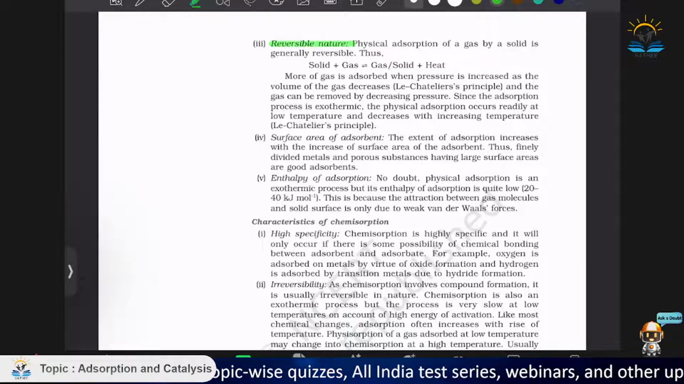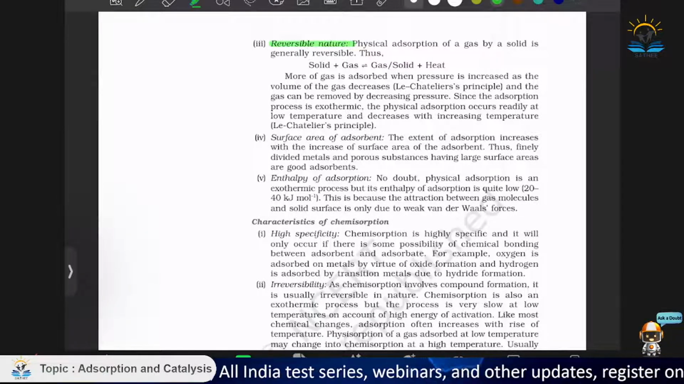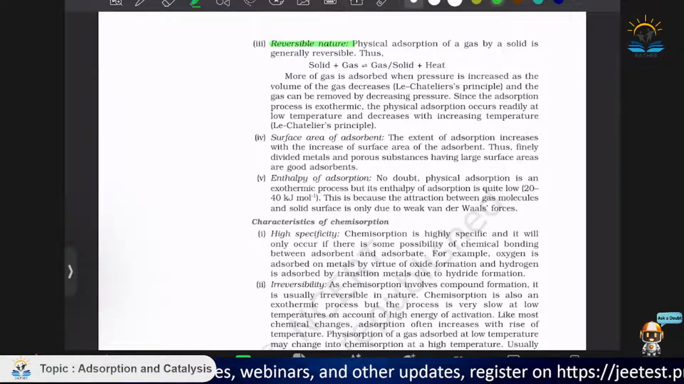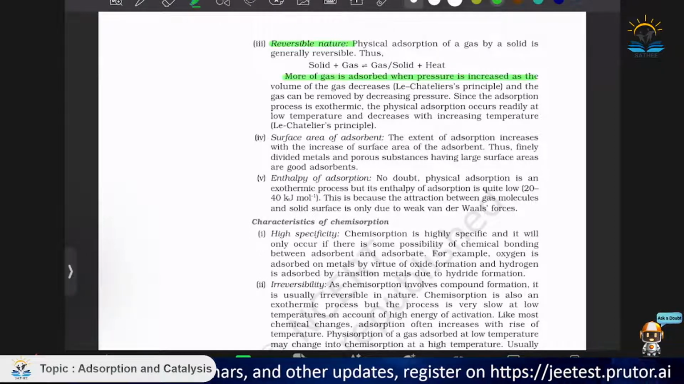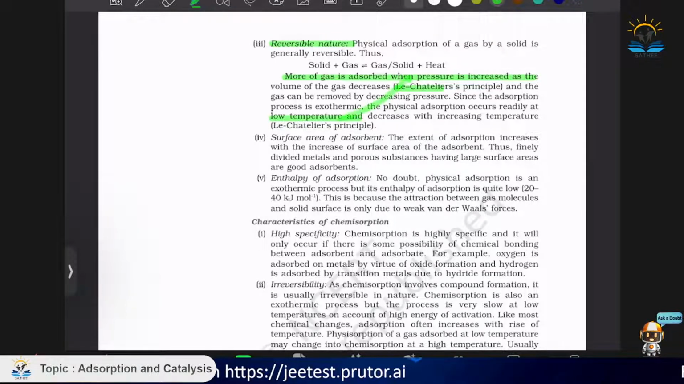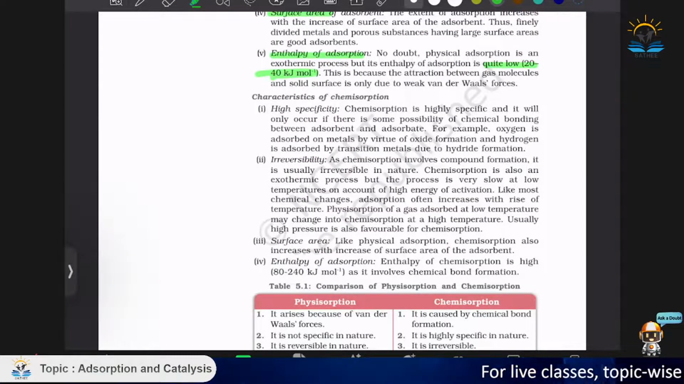Then physisorption is reversible. Okay, you just heat it or you decrease the pressure to remove the gas from the surface. And if you want more adsorption to occur, more gas is adsorbed when pressure is increased. Okay, Le Chatelier's principle. And low temperature, all these are for increasing adsorption. It definitely depends on surface area. Enthalpy of adsorption is quite low. It is not that stable. So that is why in simple heating you are getting back the reactants.